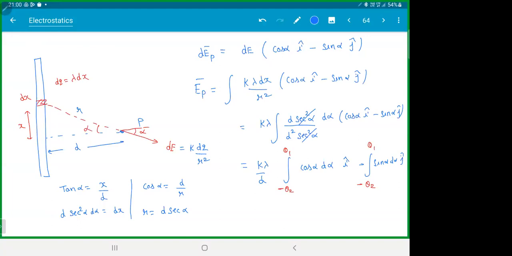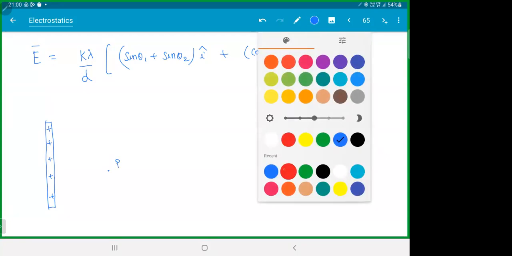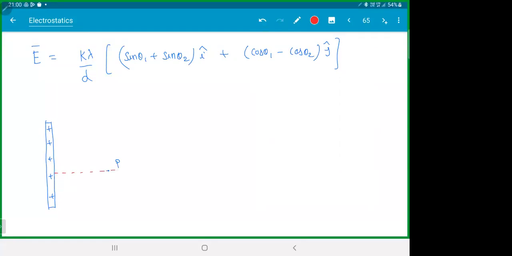This will be the formula for this, but there's a better way to remember it. I don't want you to remember it like this; it will become confusing. So how do you remember it? Along the bisector, meaning the perpendicular component to the rod, it is k lambda by d times sin theta 1 plus sin theta 2. Remember it that way. Don't remember i cap, j cap, because what will you do if the rod is at an angle? It will be confusing. So perpendicular to the rod is one component, and the second component is k lambda by d times cos theta 1 minus cos theta 2.